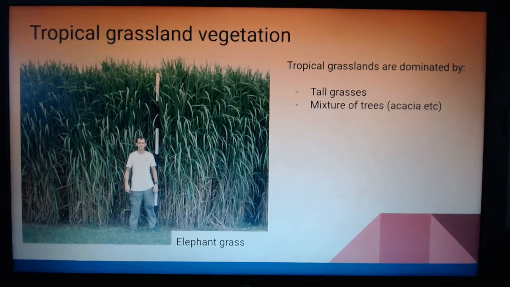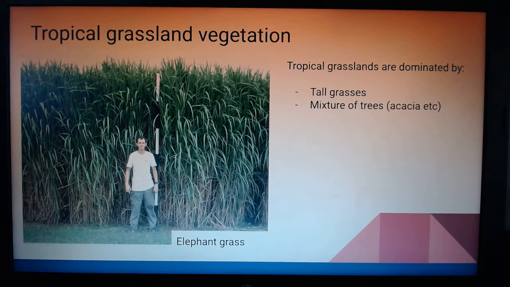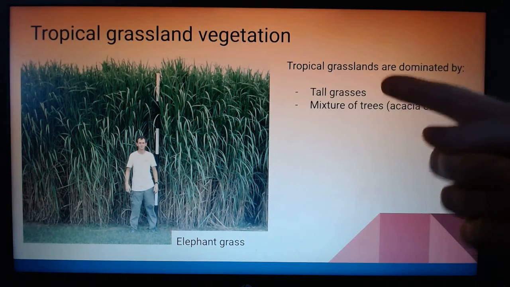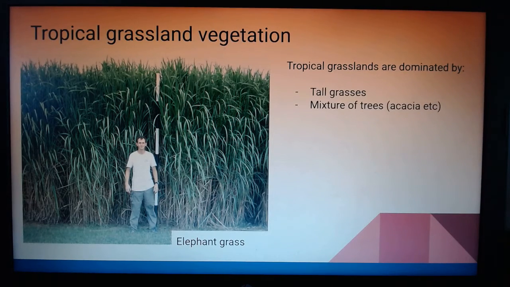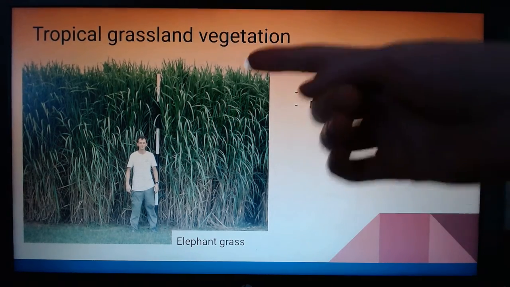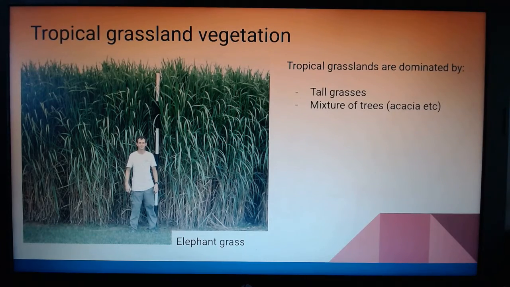Also, our textbook talked about elephant grass, okay? So again, tropical grasslands are dominated by tall grasses and a mixture of trees. You can make a little note of this under where you've done your keywords. Okay, you can see just how tall this grass can be. All right, so because of the temperature and the rainfall, it can be very lush.